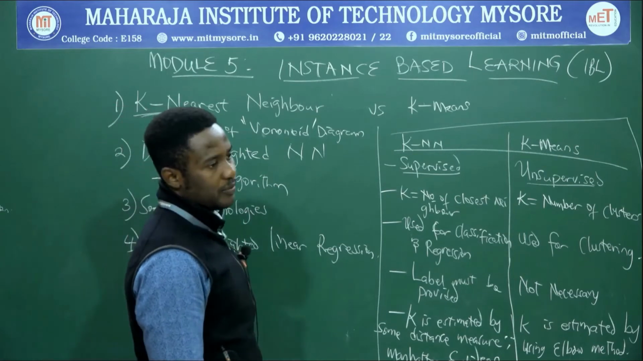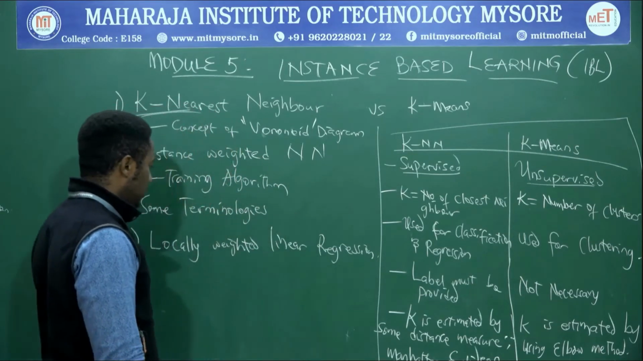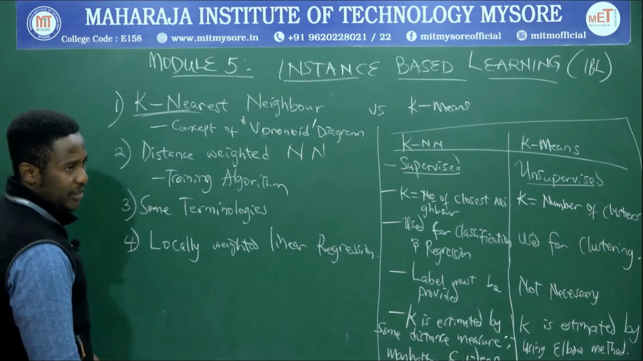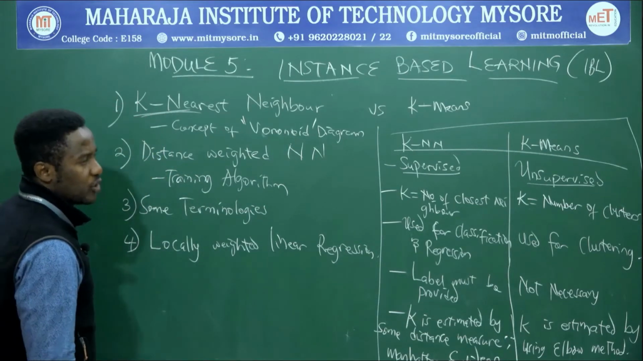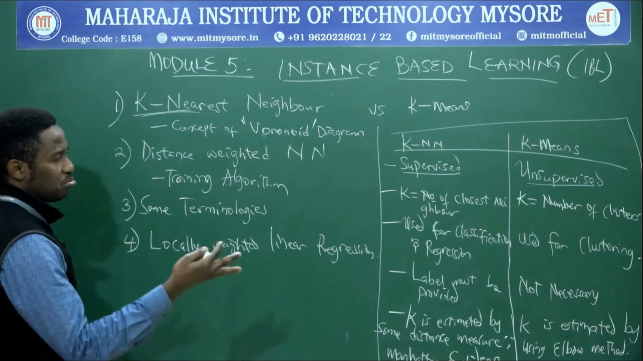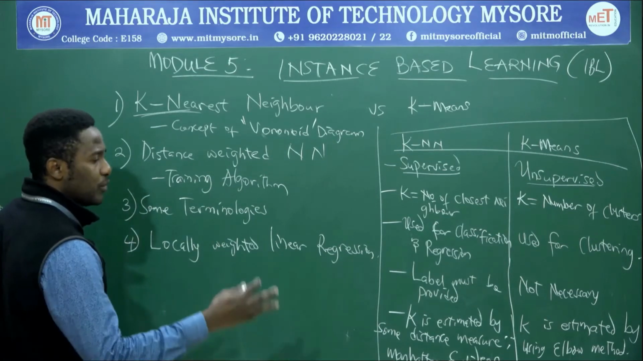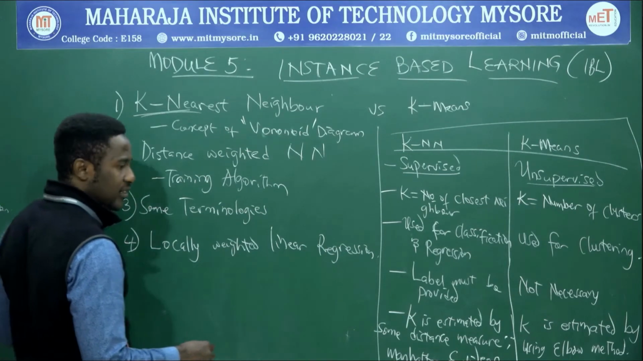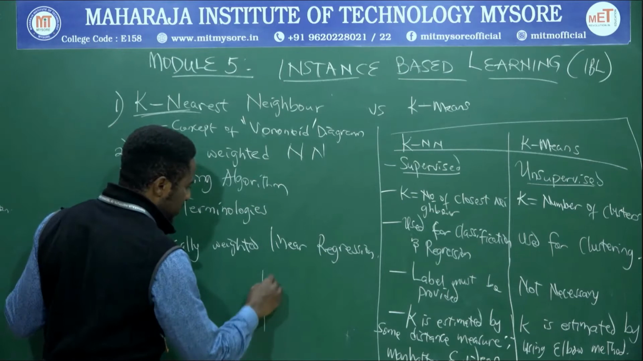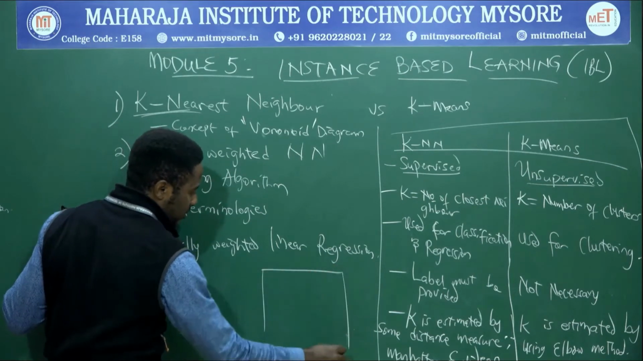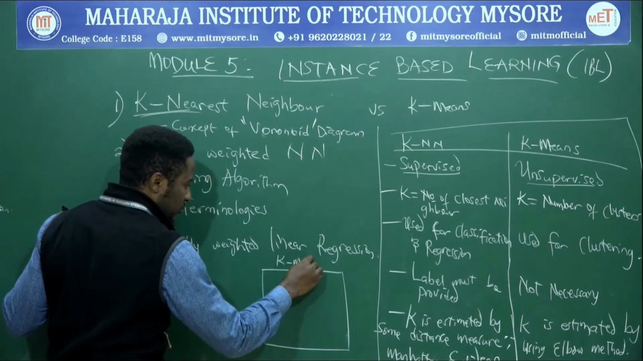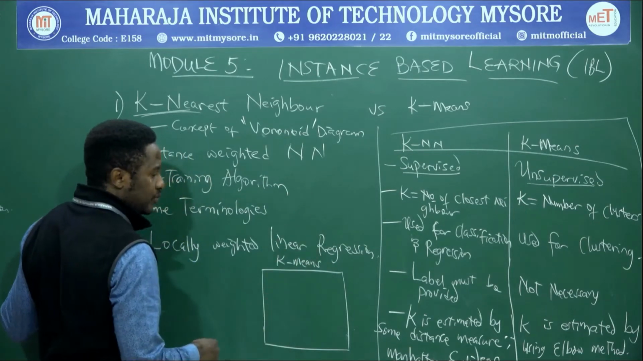So let's take some examples and then let's see how they differ from each other. Let's look at K-means, which most of you always encounter. So in K-means, we take the famous iris data set. So let me just take some example here. So this is K-means.